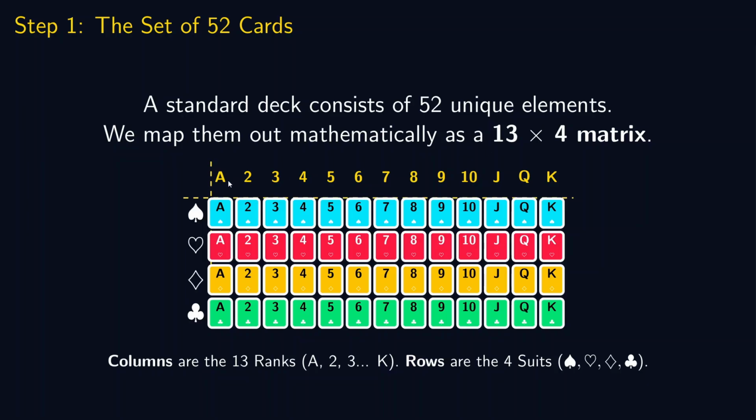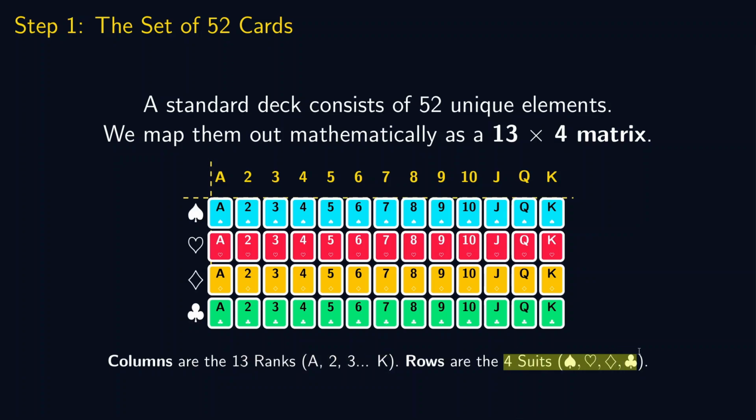Let us talk about the columns first. Each column represents a rank. There are 13 ranks in a standard deck. Starting from the left, we have the ace, then 2, then 3, 4, 5, 6, 7, 8, 9, 10, jack, queen, and king. So we have 13 columns, 1 for each rank, reading left to right across the top of the grid.